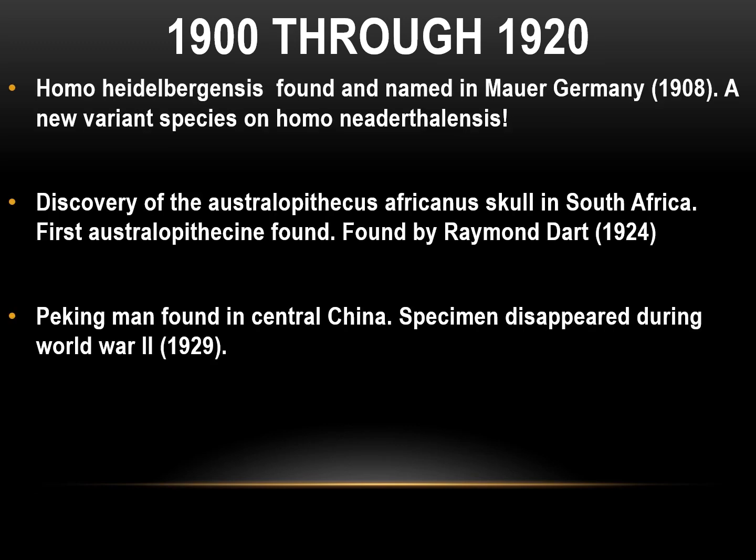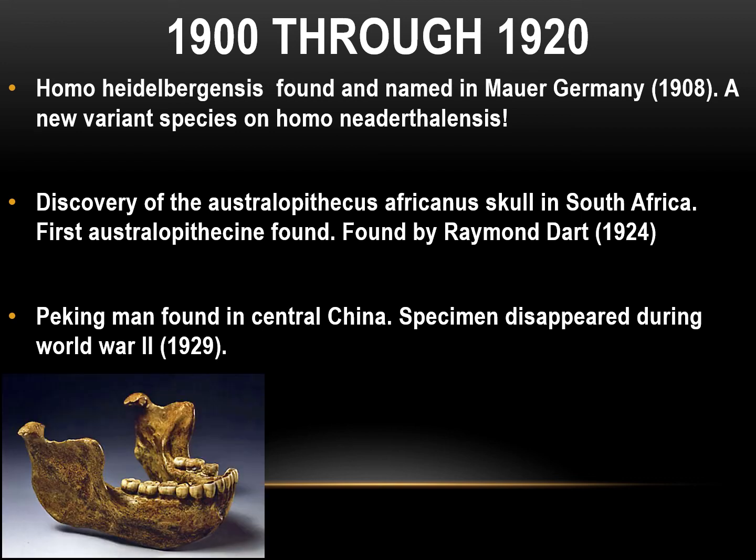If we look at the time period of 1900 through 1920, we have a Homo heidelbergensis specimen found in Mauer, Germany in 1908. It's a new variant species of Homo neanderthalensis. It is actually a little bit older than Homo neanderthalensis. Then there's the discovery of the Australopithecus africanus skull in South Africa, the Taung child, found by Raymond Dart in 1924. And we have the Peking man, or as we call him today, the Zhoukoudian specimen in central China, but the specimen itself disappeared during World War II.